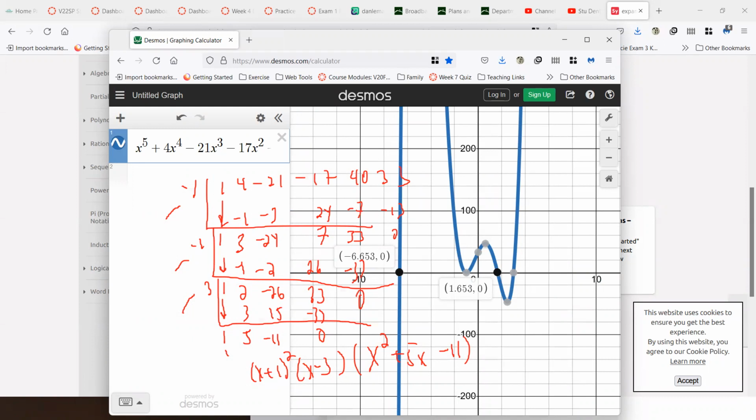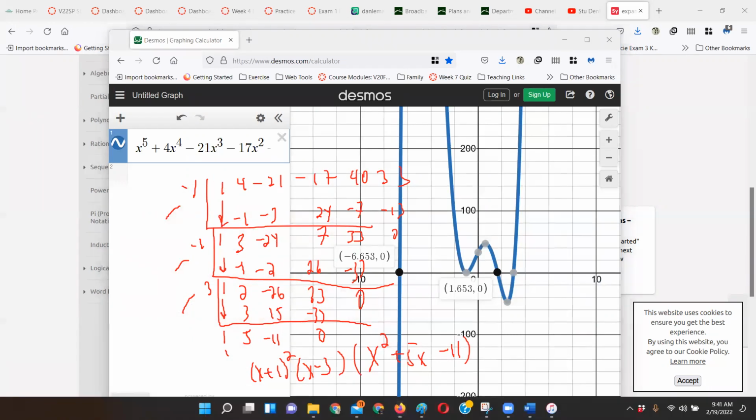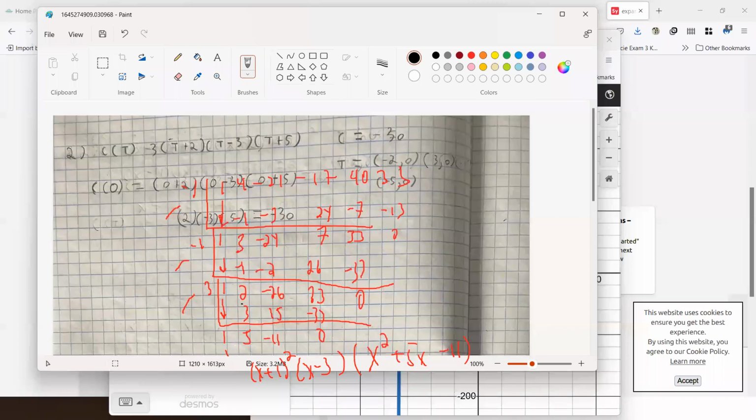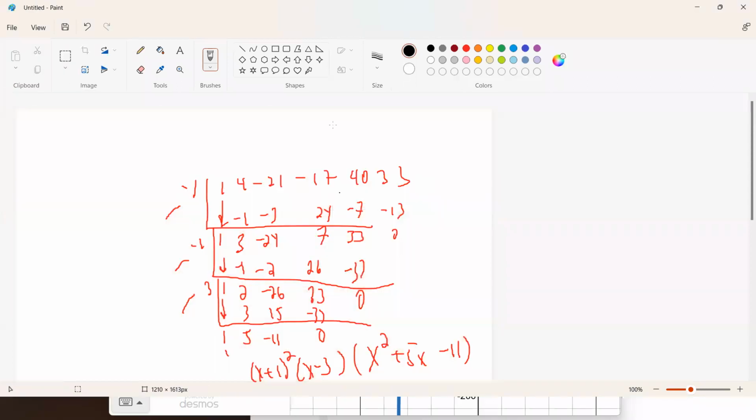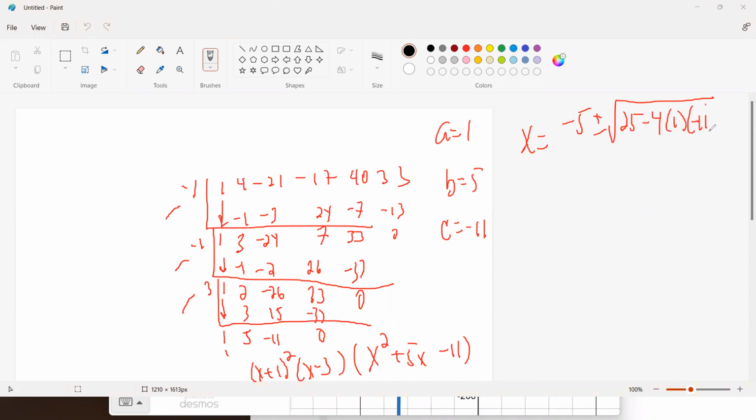So what we like to do is use the quadratic formula at this point. Here, let me get Paint started up so we get a nice blank screen. Let me do a new file so it's not white. Okay, now I'm going to do the quadratic formula with that quadratic part. So I know A equals 1, B equals 5, C equals negative 11. So x equals negative B plus or minus the square root of B squared minus 4 times A times C, all over 2 times A.